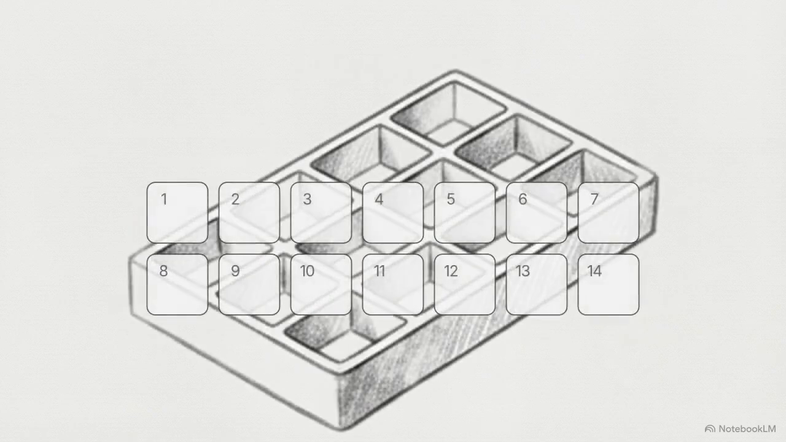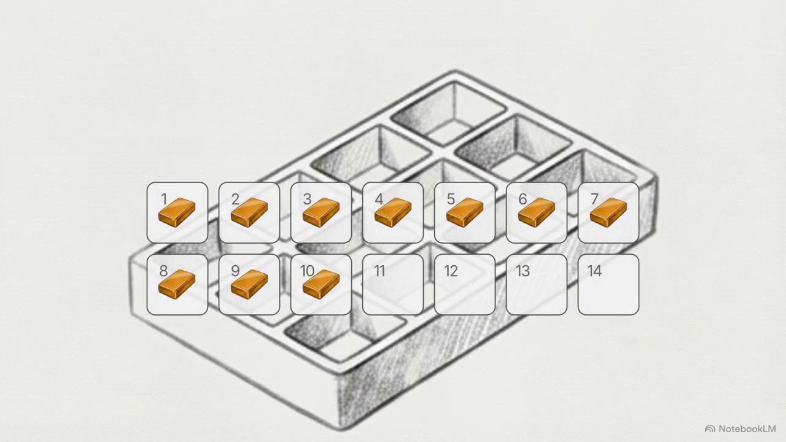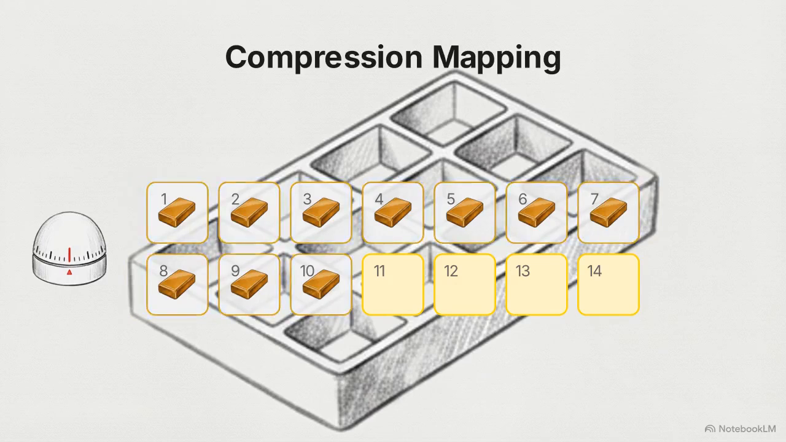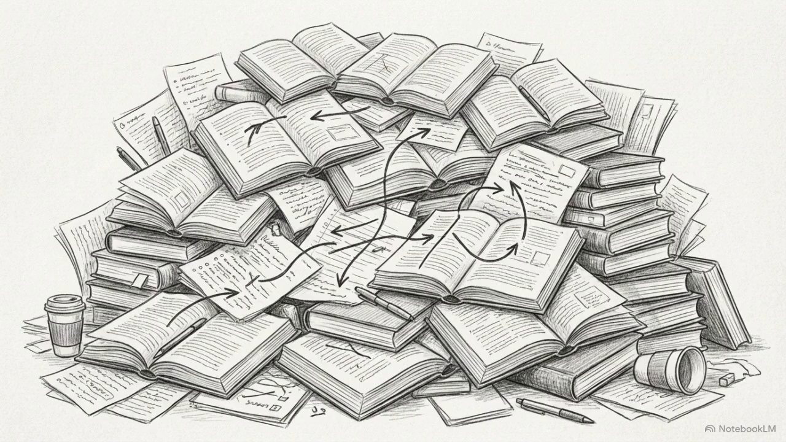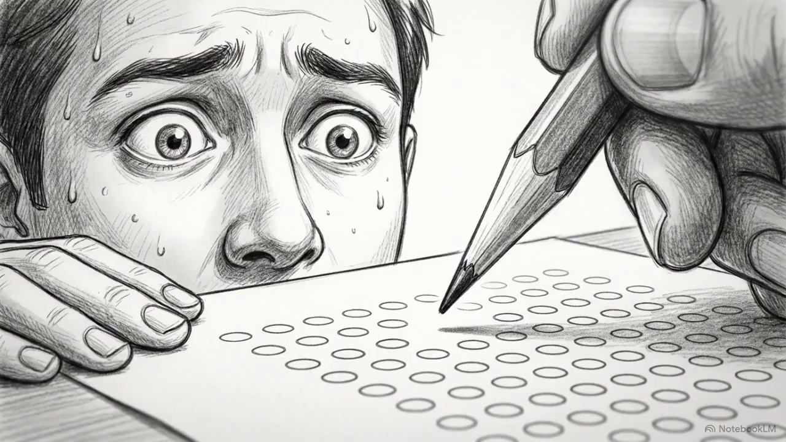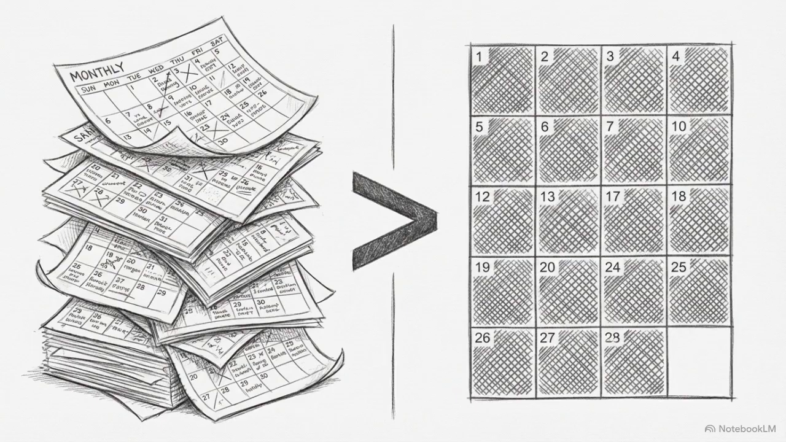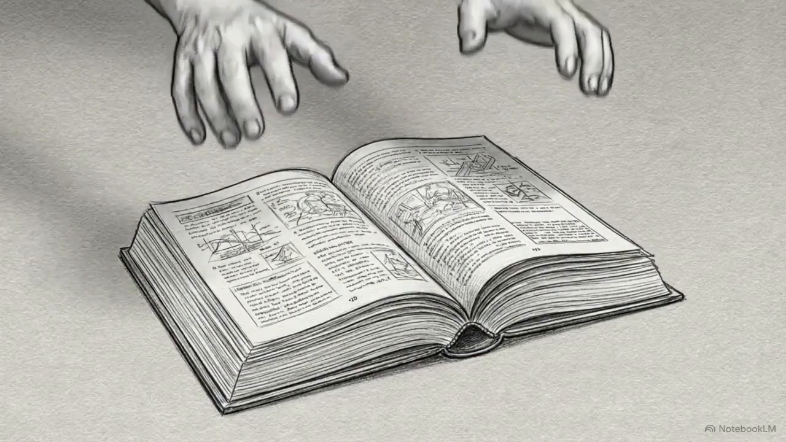Assign your 10 blocks to the first 10 days of the calendar. This leaves the final 4 days on the grid completely open. This strategy, called compression mapping, uses a tight deadline to force your brain into a state of high-intensity focus. Days 11 through 14 are reserved exclusively for comprehensive review and synthesis. Without this 4-day buffer, the information learned during the sprint will not have time to consolidate, leading to memory failure during the actual exam. The 6-month timeline has been reduced to a sequence of 10 daily blocks and a final 4-day review.